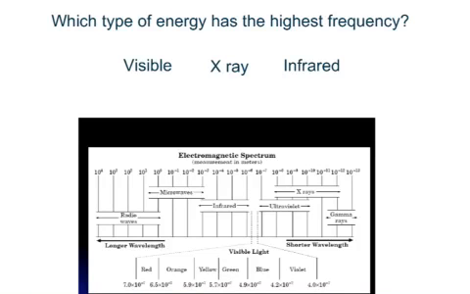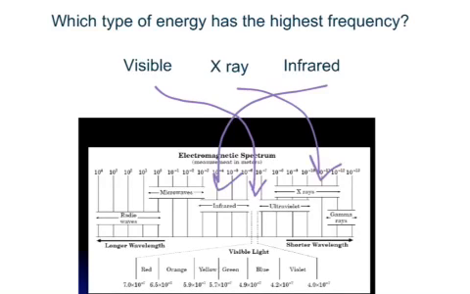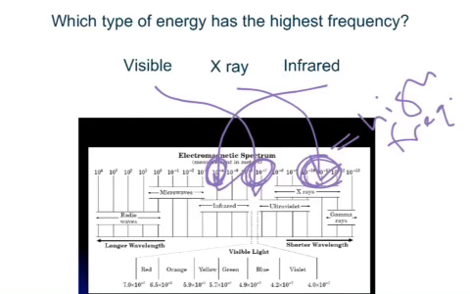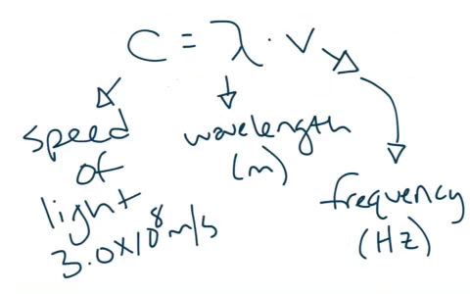So if we're looking at a question like this, which type of energy has the highest frequency? Here's visible, X-rays are here, and infrared is right here. So according to the sizes, 10 to the negative 4 is the largest size, 10 to the negative 7 is in the middle, and then these 10 to the negative 10, 10 to the negative 11s mean that that would be the smallest waves. Smallest waves equal highest frequency. So that means that X-ray of these three is going to have the highest frequency.